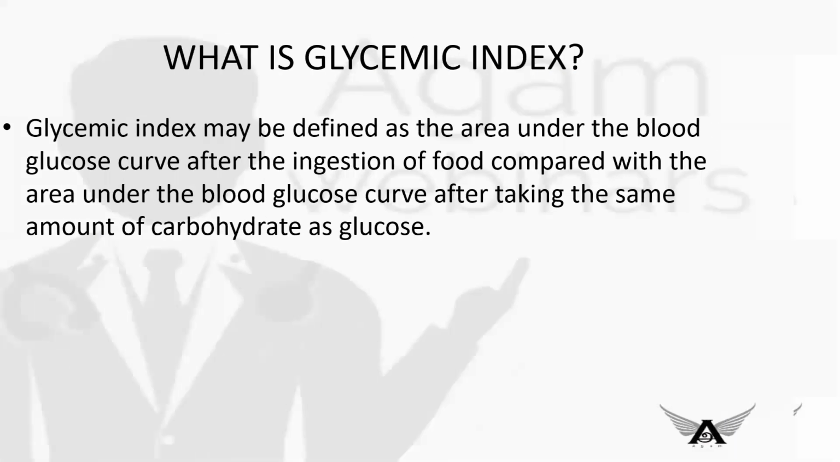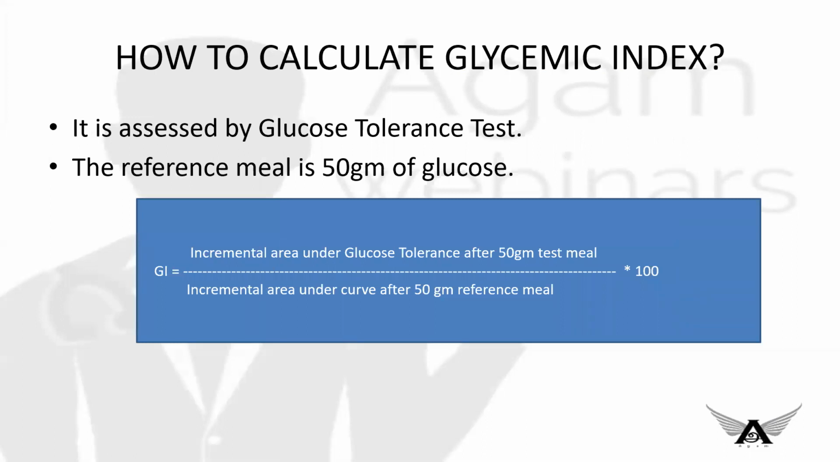So how will you calculate glycemic index? We generally calculate it by glucose tolerance test. And we have an equation: glycemic index is equal to the incremental area under the glucose tolerance curve after a 50 gram test meal, divided by the incremental area under the curve after a 50 gram reference meal. This reference meal is 50 gram glucose and this test meal is the food we eat regularly. That into 100, that is the equation.